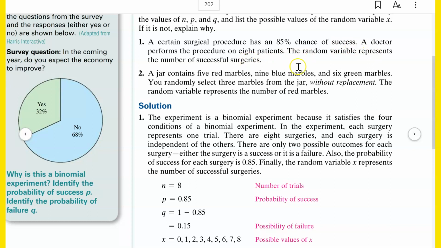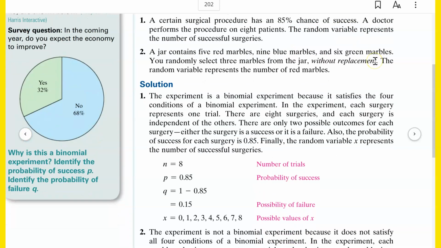X is going to count the number of successes. N, what is N? The number of trials. N is 8. What is P? The probability of success on each trial. P is 0.85. What is Q? What is the probability of failure on each trial? It would be 1 minus 0.85, which will be 0.15, 15%. Okay, that does it for that one.